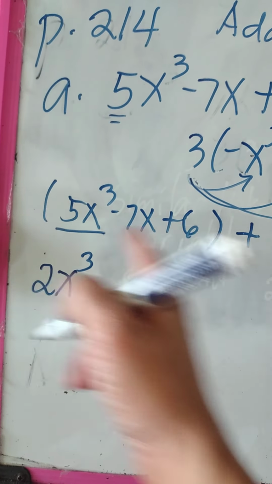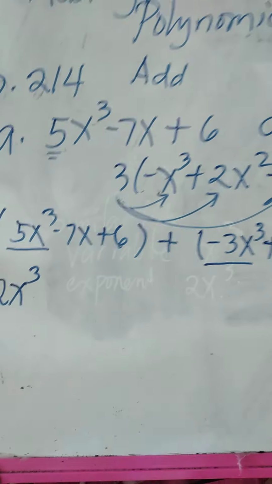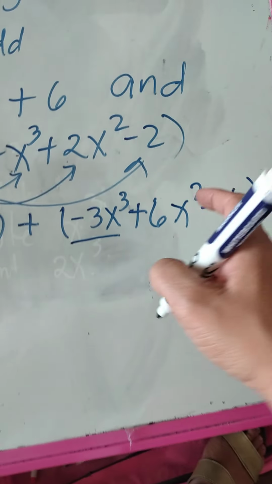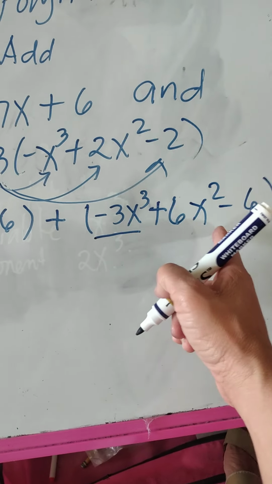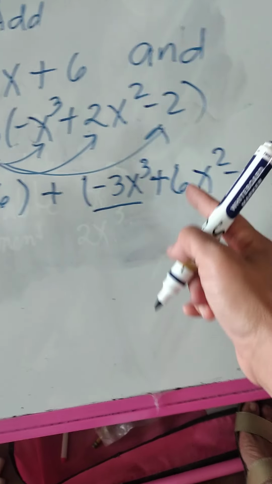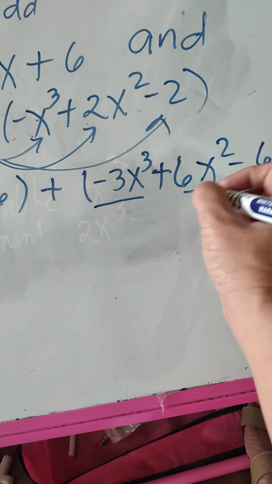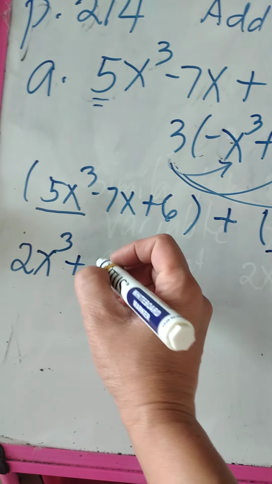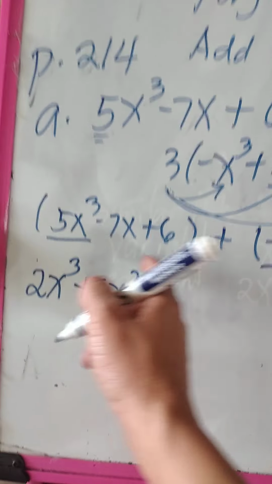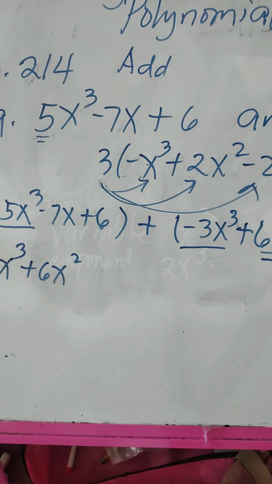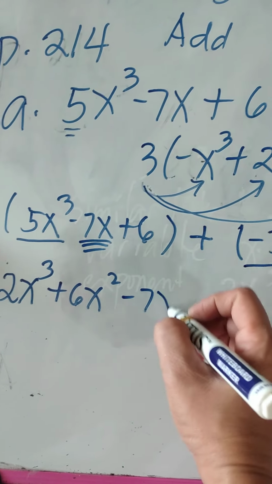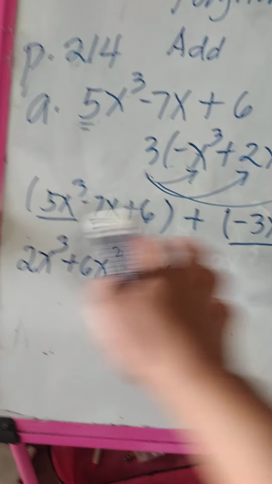So here, I'm done with that. I will now focus on those terms that are not underlined. That's negative 7x. Here, there is no x alone with 1 as exponent. But there is an x squared. So I will write it in descending order. I will copy this one first. It's positive 6x squared. Why did I copy it? Because there is no other x squared here in the first parenthesis. Next, I will copy this. That's negative 7x.